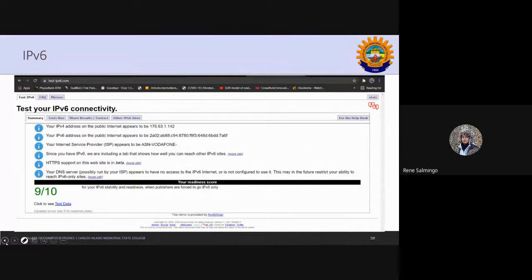So this is my IP address, and your internet service provider will also appear, and your DNS. I set my DNS to automatic, so it's not going to appear.